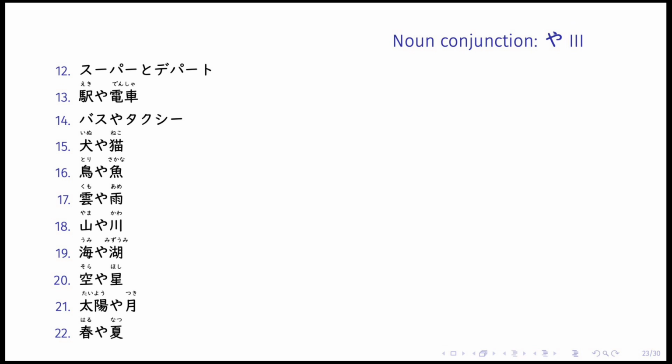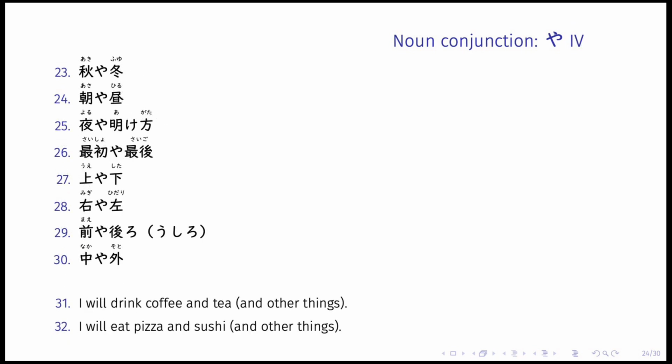雲と雨。Cloud and rain. 山と川。Mountain and river. 海と湖。The ocean and lake. 空と星。The sky and stars. 太陽と月。The sun and the moon. 春と夏。The spring and summer. 秋と冬。The autumn and the winter.